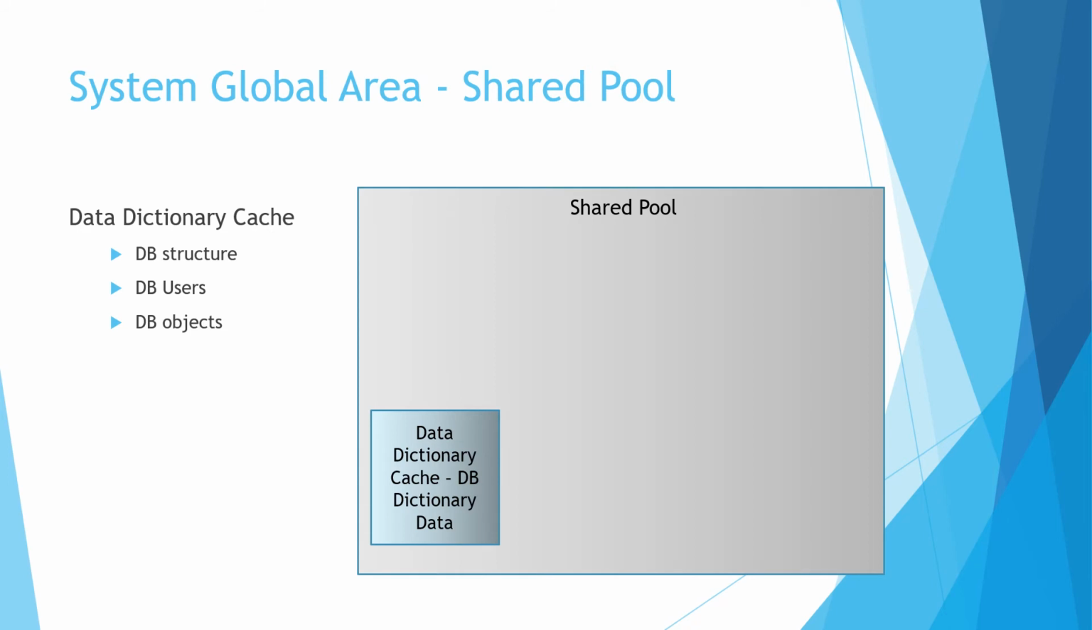The data dictionary cache holds information about the structure of the database and all objects contained in the database, including users. This type of cache is also known as row cache because data is held as rows instead of buffers. Data dictionary information is also shared in the library cache.